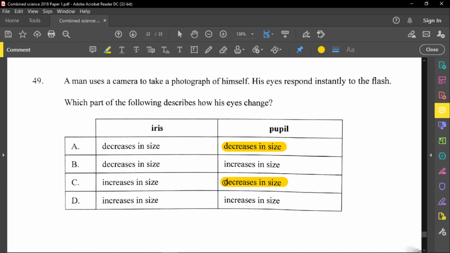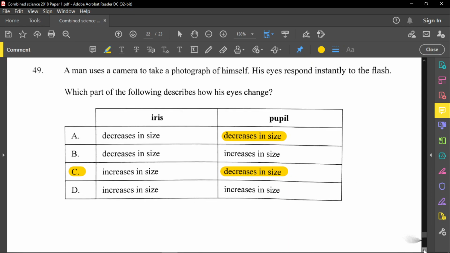But what happened to the iris? Remember, the iris controls the size of the pupil. So if the pupil will decrease, that means the iris must increase. Remember those finger-like things, if you look at the eyes from sideways, they're going towards each other. So if they go closer, that means the pupil will get smaller, so they have to increase in size for the pupil to get smaller. So C will be your correct answer right there.